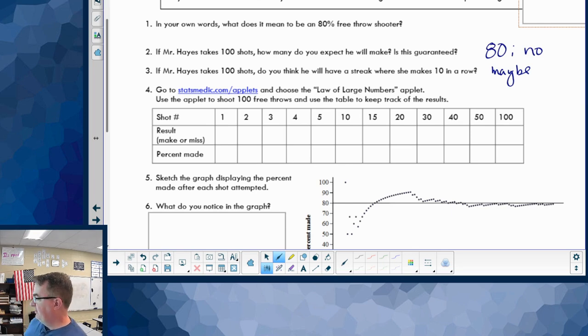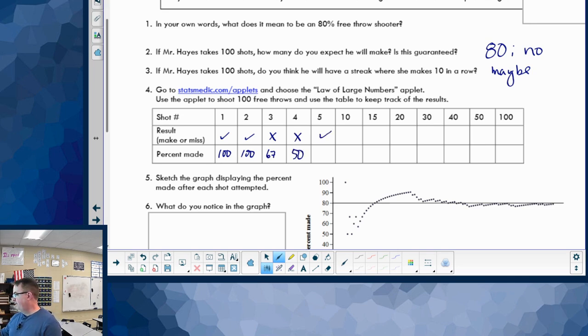So let's say, for example, I make the first shot, so now I'm shooting 100%. And then I make the second shot, so now I'm shooting 100% again. And then I miss the third shot, so now I'm down to 67%. And I'm going to continue to do that until I hit 5, and then add 5 more and you get 10, 15, etc.